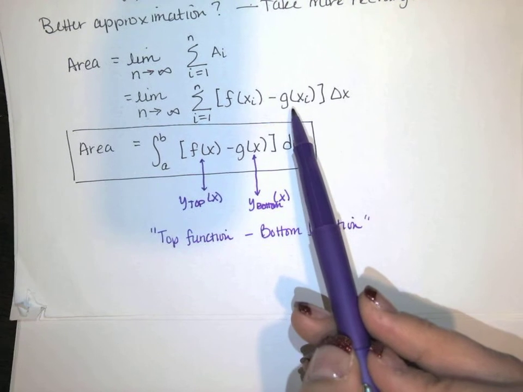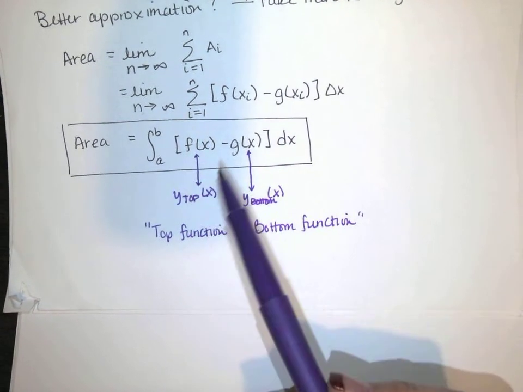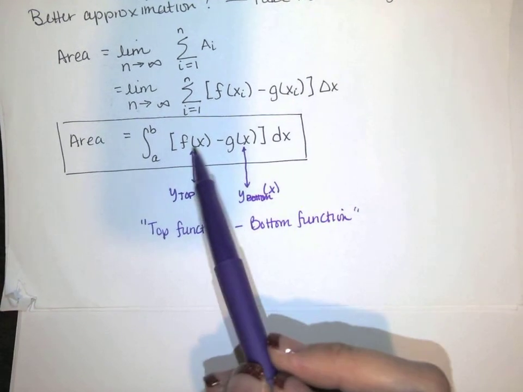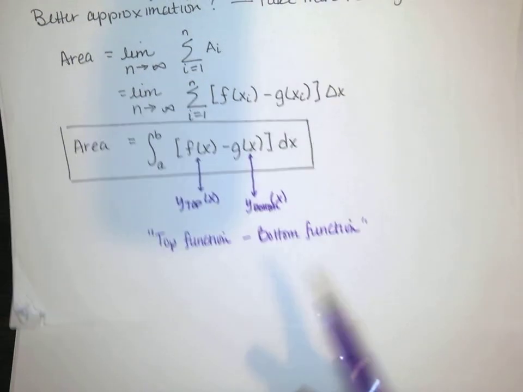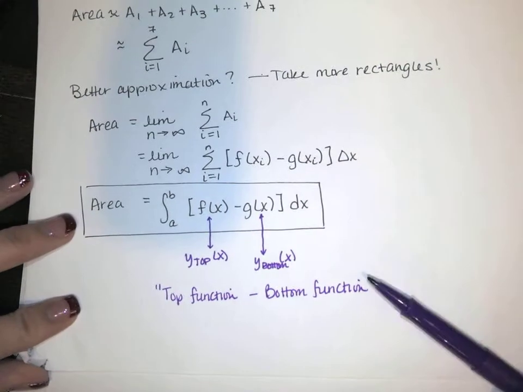At a particular x sub i, and then when we take the limit, we get all the x's. So we don't need the x sub i anymore. Delta x becomes infinitely small, and now we've got an integral. Okay, so that's how you do that.